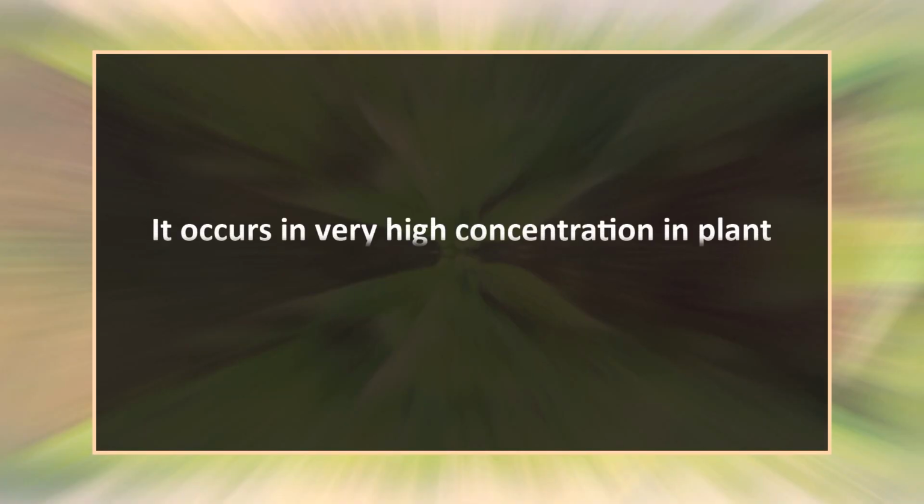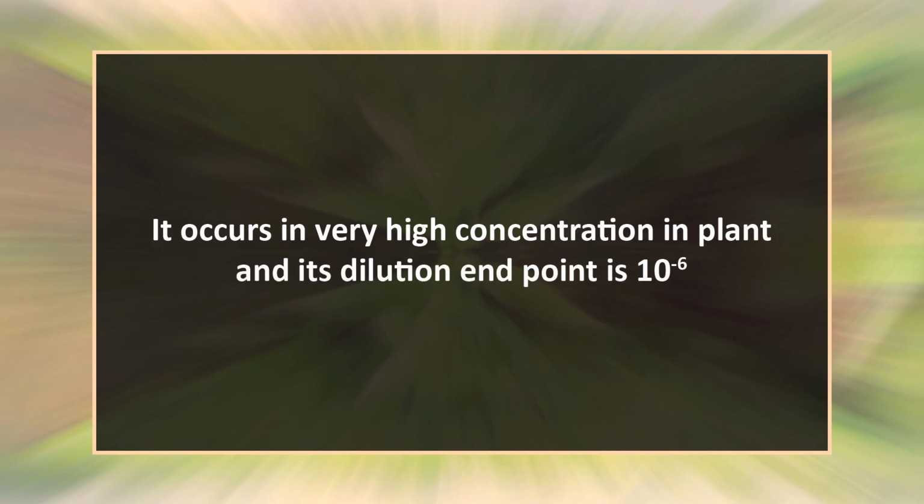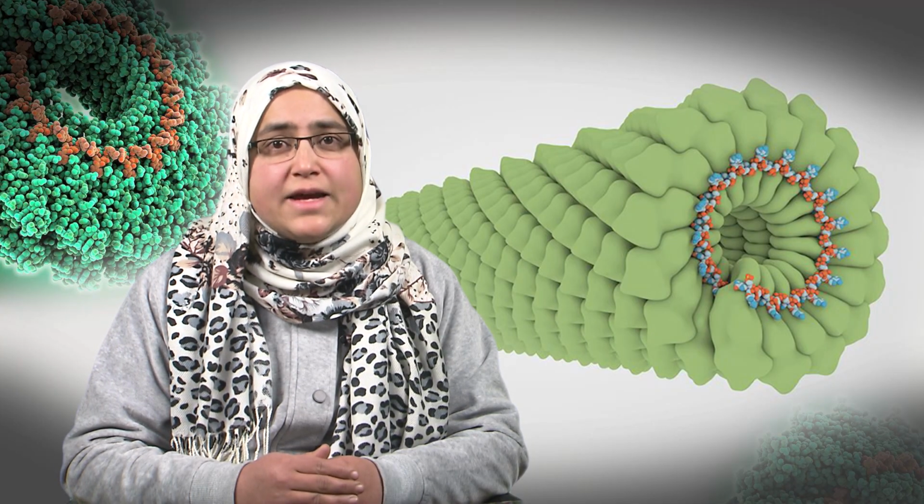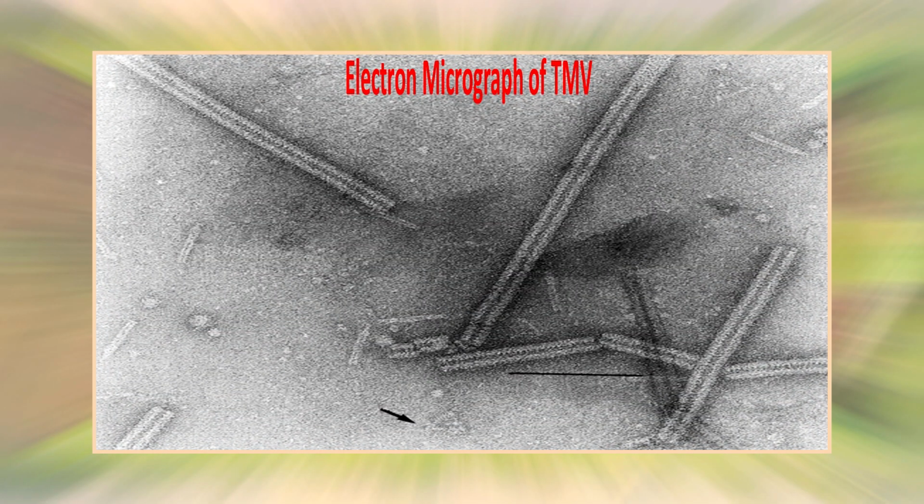It occurs in very high concentration in the plant, and its dilution endpoint is 10 to the power of -6. The thermal inactivation point of the virus is 90 degrees Celsius. The virus particles are rod-shaped, measuring 280 microns in length by 15 microns in width.